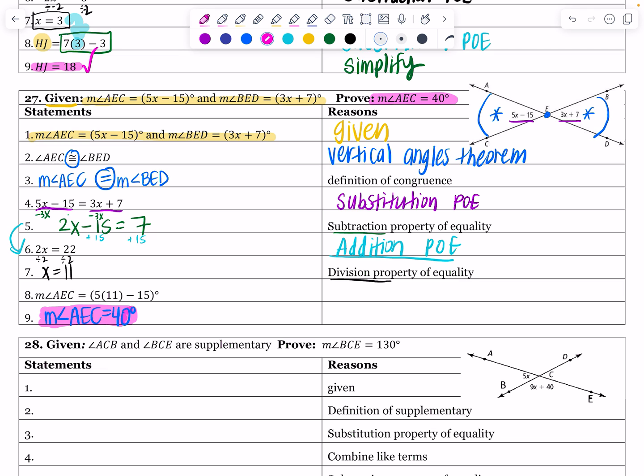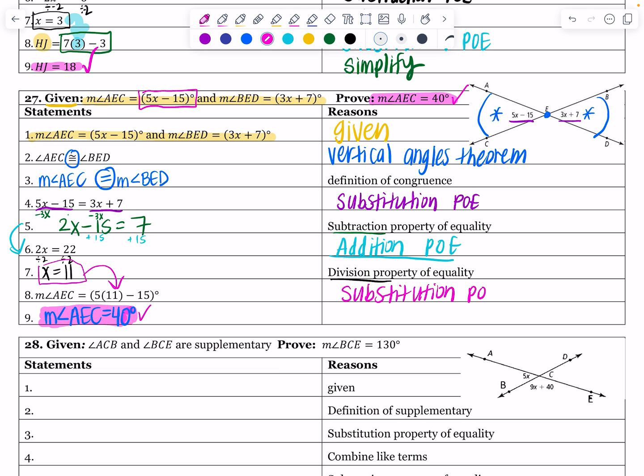But they didn't just tell me to solve for x. They want to know that AEC is 40. So how do we get there? Well, we have an expression for AEC. It says that AEC is 5x minus 15. So now that I know that x is equal to 11, I can plug that in and substitute it in. So that's going to be substitution.